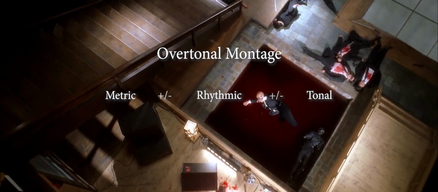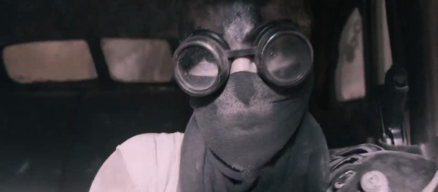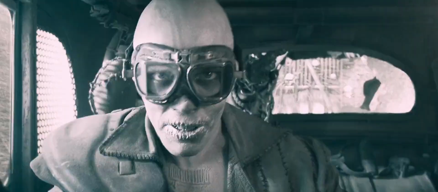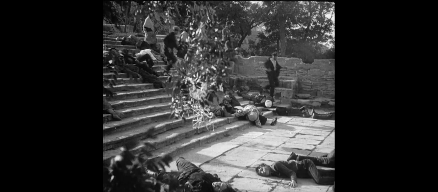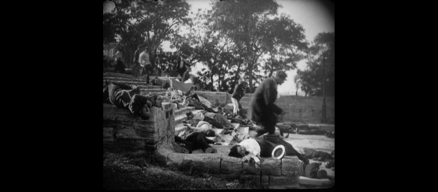The next method is called overtonal montage, and is experienced from a sequence where metric, rhythmic, and tonal montage are used in conjunction with each other. Much like how individual shots can relate and conflict with one another to generate new meaning, individual moments of montage within the same sequence can generate a cumulative effect on the audience. Coming back to Eisenstein's own films, the Odessa step sequence in his landmark film Battleship Potemkin is perhaps one of the best examples of overtonal montage.